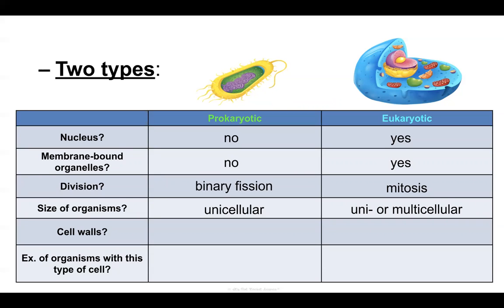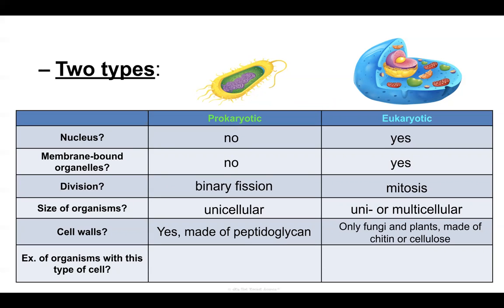Are there cell walls in the prokaryotic organism? Yes, the cell walls are made of... Oh man, they're made of that. You would think I'd know how to say it. My tongue got twisted, guys. There are cell walls in eukaryotic cells, only in fungi and in plants, and they're made of chitin or cellulose. So an example of a prokaryotic organism is bacteria. An example of a eukaryotic organism. There are so many examples. Animals, plants, fungi, protists.